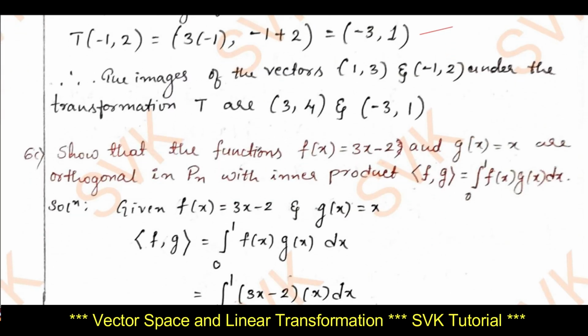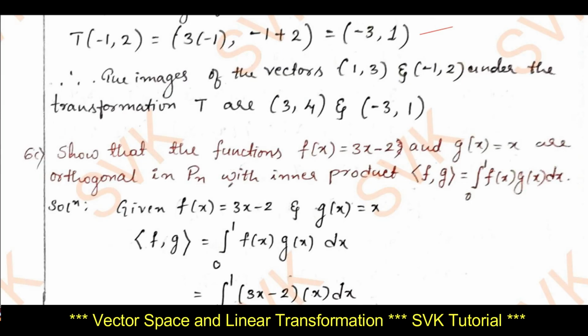Moving on to the last question. Show that the functions f of x equal to 3x minus 2 and g of x equal to x are orthogonal in Pn with inner product <f, g> equal to integral 0 to 1 of f of x g of x dx. I wish not to miss this problem. You can easily solve this problem. All the problems are very easy if and only if you understood the concept very properly; you can answer any problem in vector space.